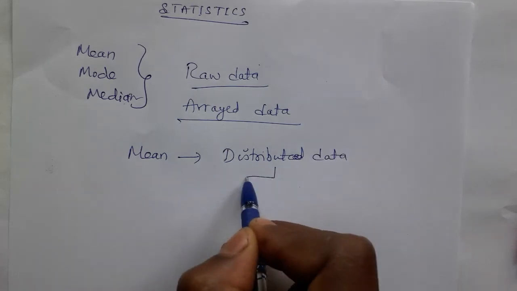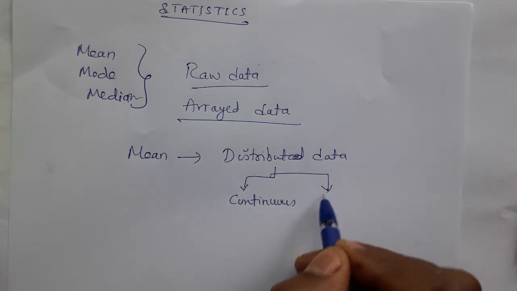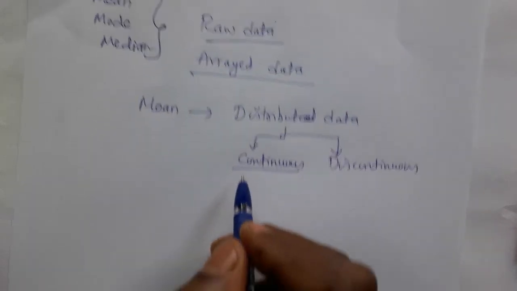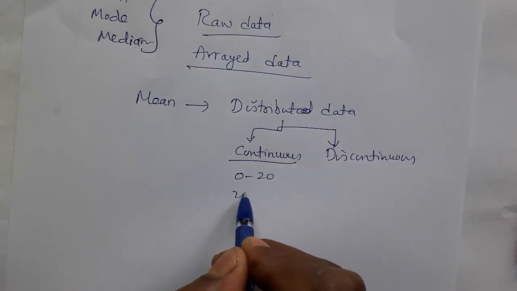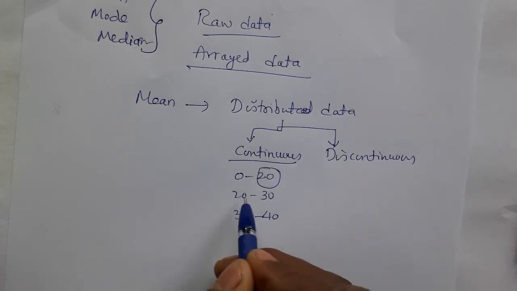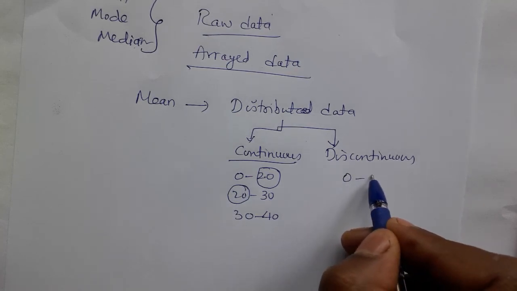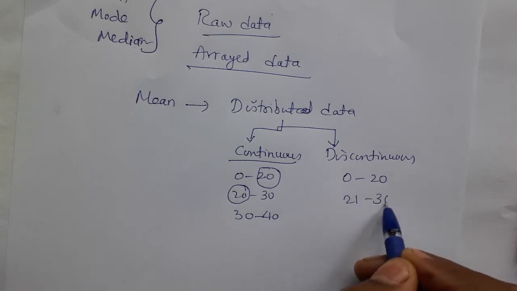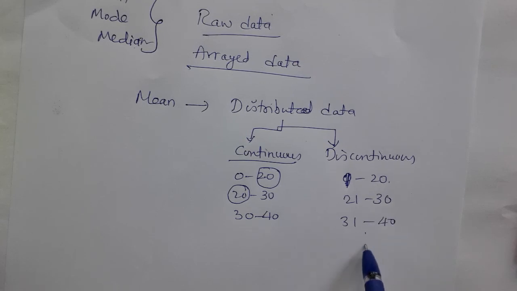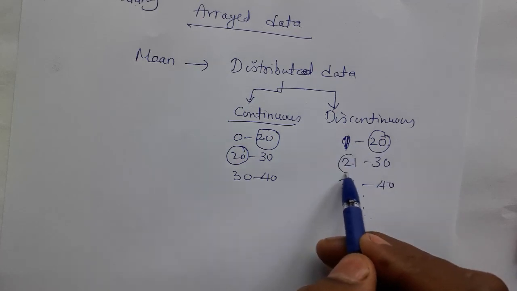In distributed data, again there are two types: one is continuous, another one is discontinuous. In continuous, the example is 0 to 20, 20 to 30, 30 to 40. Look here, the upper limit of the previous class is equal to the lower limit of the next class. In discontinuous, 0 to 20, 21 to 30, 31 to 40, and it goes on. In this, the upper limit 20 is not equal to the lower limit of the next class.